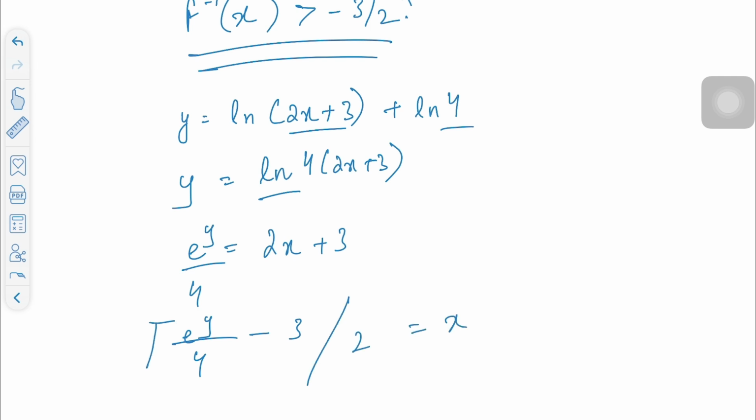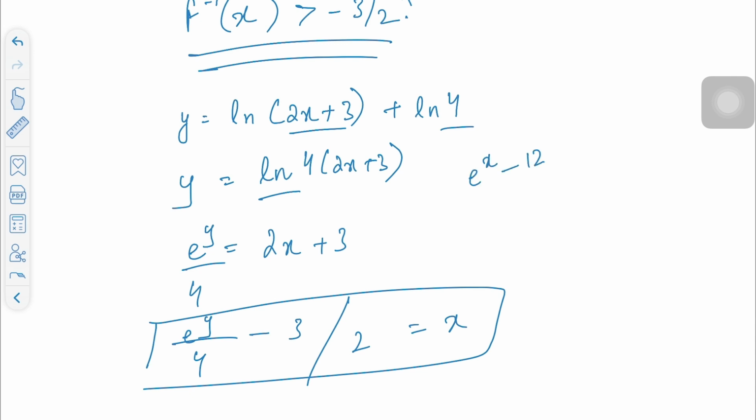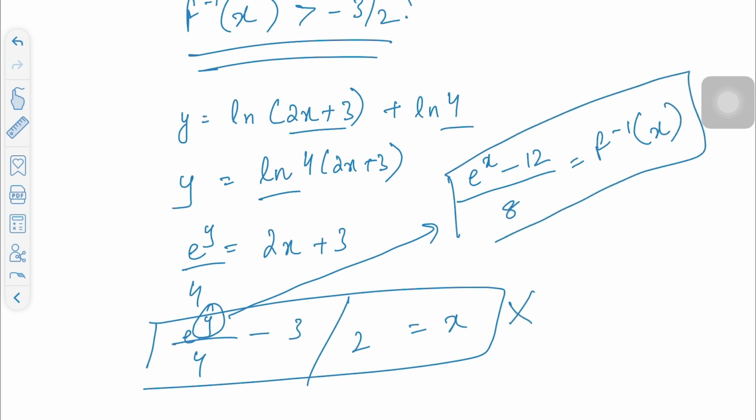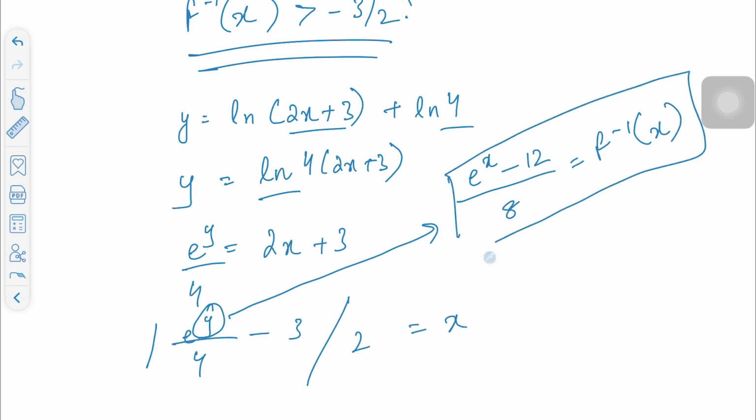So we get this as something like this, or we can solve this to get e power x negative 12 over 8, I guess. This y is basically shifted to x. So this is our f inverse x finally. Let's just remove this, right?